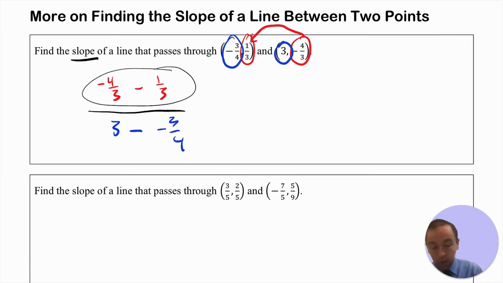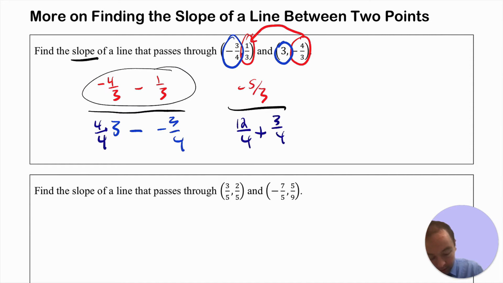It turns out that right there, negative 4/3 and minus 1/3 have the same denominator of 3. So we end up just getting negative 5/3 when we combine those fractions. But for the blue ones, we don't have common denominators, so we're going to have to multiply the 3 by 4 over 4 to get the common denominator of 4 there. So we end up getting 12/4, and then because we were minusing a negative, it ends up being plus 3/4, and so that gives us 15/4 in the denominator.